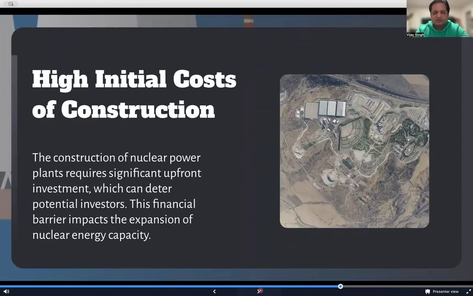Then high initial cost of construction. So it takes a lot of money. In fact, the construction of nuclear power plant requires significant upfront investment, which can deter the potential investors.